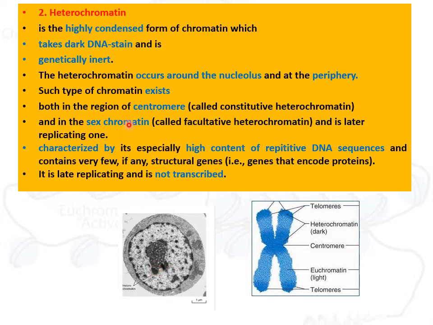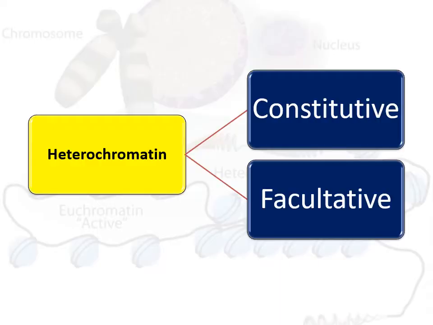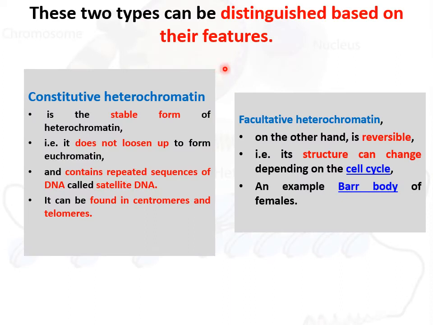They exist both in centromere regions and in the sex chromatin, and they are characterized by a high content of repetitive DNA sequences, but these are not transcribed. Further, the heterochromatin can be divided into constitutive heterochromatin and facultative heterochromatin. They can be distinguished based on their features.